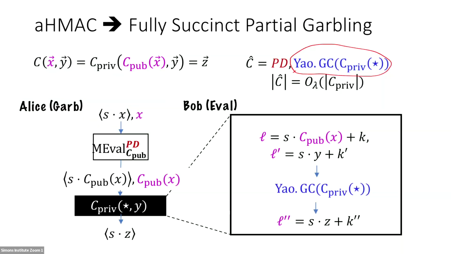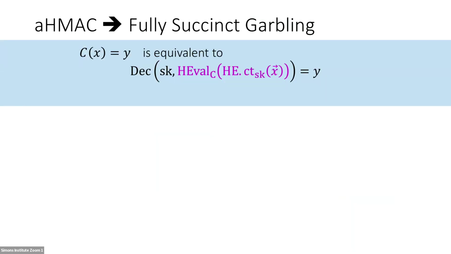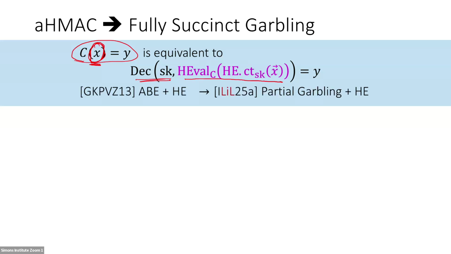Well, this is partial garbling. How can I remove this partial part? If I want to restore privacy, one way I can do that is basically use homomorphic encryption, right? To compute a function with a private input X, it's equivalent to first homomorphically evaluate on the ciphertext of X, and then perform a private decryption. So this fits exactly into the partial garbling framework.